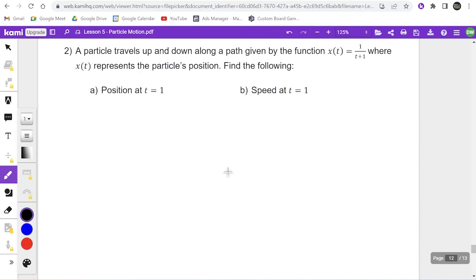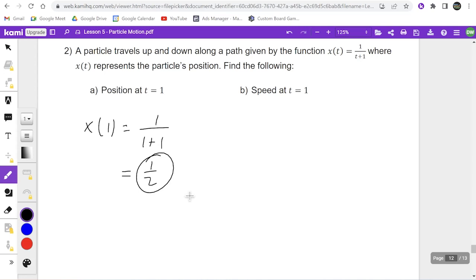A particle travels up and down along a path given by the function x of t equals 1 over t plus 1, where x of t represents the particle's position. Find the following. First, we're going to find the position at t equals 1. Obviously, what's position? It's the original function, so I just need to plug in 1, and I get 1 over 1 plus 1. That's just going to be 1/2.